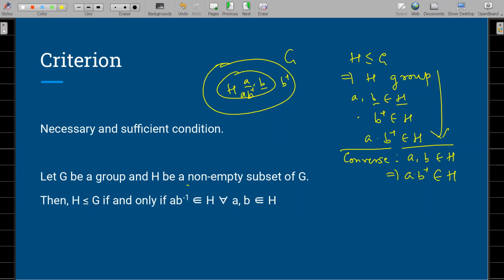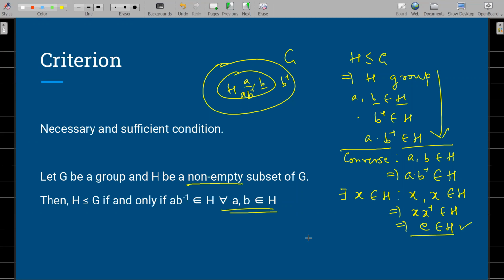We are already given that H is non-empty. So H is non-empty means what? There is at least one element, right? There is some X in H. Now the condition holds for every A, B in H. You take any elements A, B in H, AB inverse belongs to H, right? And nowhere have we said that A and B are distinct. So I'll take A as X, B also as X. So XX inverse belongs to H, which means E belongs to H. So I get that the identity belongs to H.